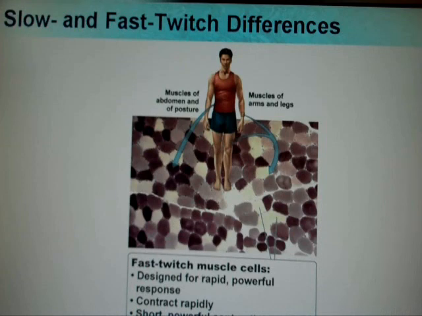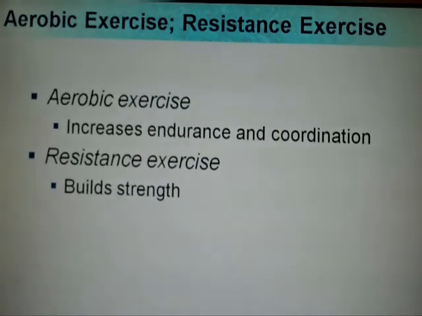So if you want to develop slow twitch muscle cells, you might involve yourself in long distance endurance kind of exercises. If you want to develop fast twitch muscle cells, you want to involve yourself in sprinting and powerlifting. So anaerobic respiration or resistance exercise, that's what's going to build strength and the white muscle fibers to give you powerful contractions. Aerobic exercise will increase your endurance and coordination. More mitochondria in your muscle cells, you'll be able to perform longer.